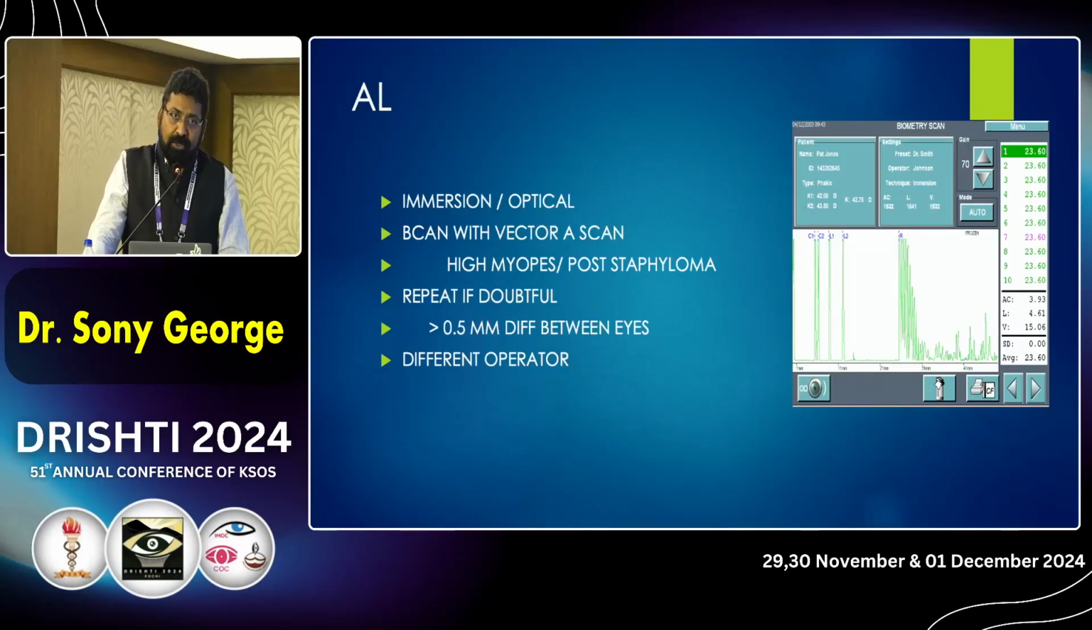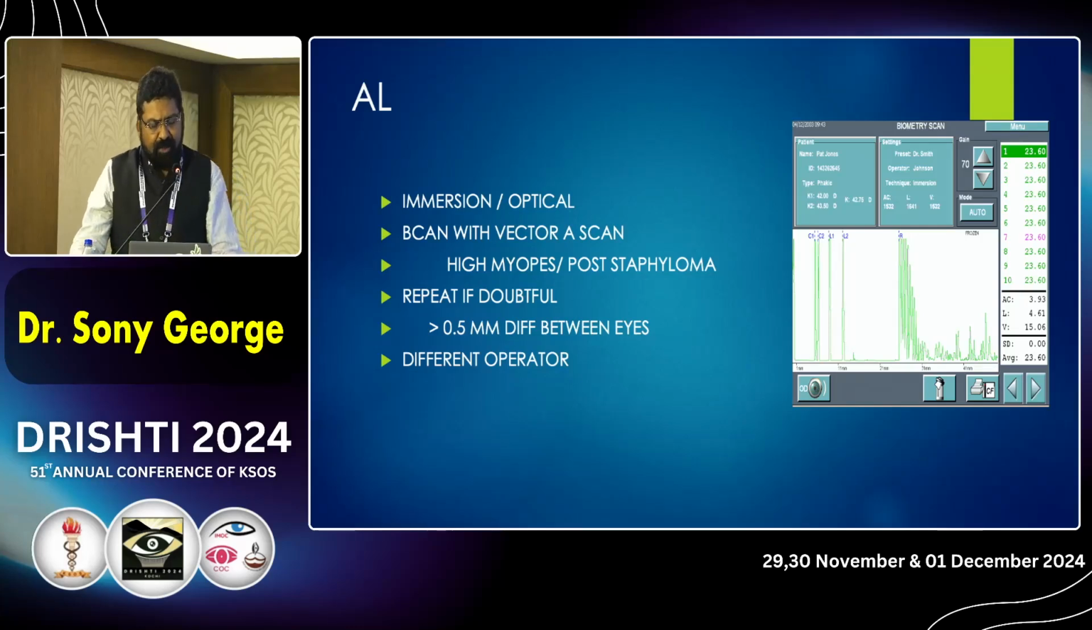immersion gives almost as good results as optical biometry, or probably in mature cataracts, we have to go in for the immersion, white mature cataracts. Always in a high myope or somebody with a posterior staphyloma, always make sure you have a B-scan vector so that we do not miss out the posterior staphyloma or the calculation at which point we take it. And in any doubt, if there is a difference of 0.5 diopters between the eyes in the axial length, then definitely you should repeat it by a different operator.